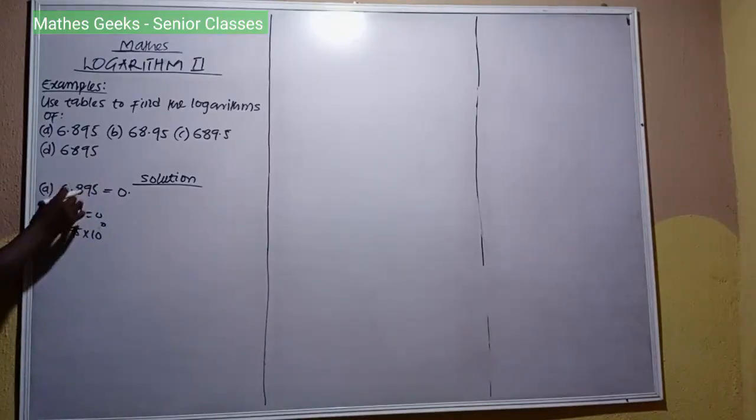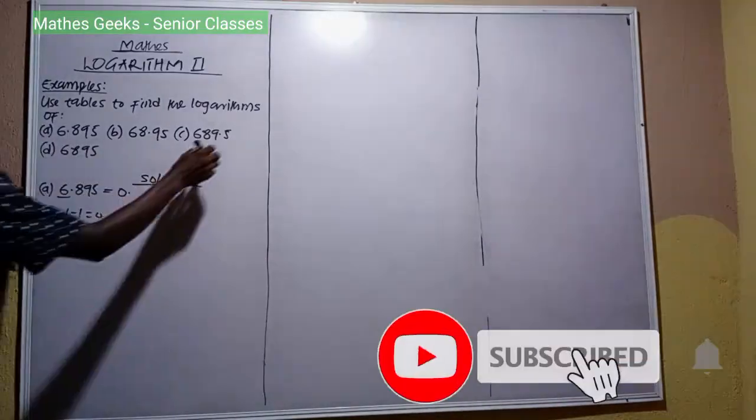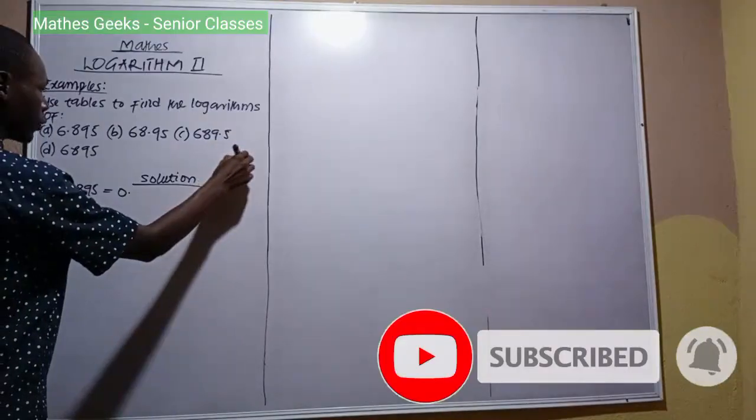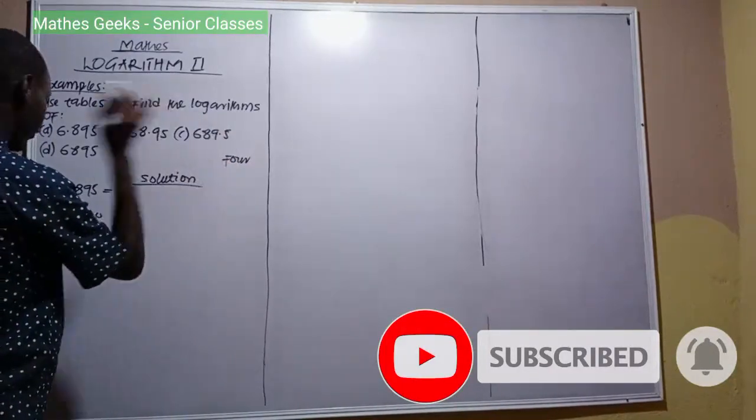And the next thing is to look for the value of the mantissa by looking up this value in our 4-figure table. So how do we do this? Usually it's called 4-figure tables because the entry of numbers in our table is usually 4 figures.